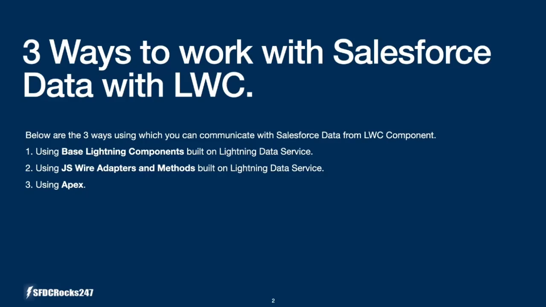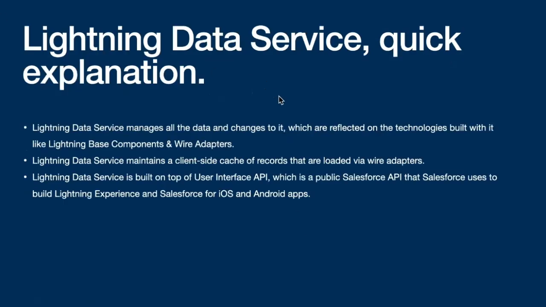Before we look at all of these different methods, it is very important for us to know how Lightning Data Service works and why it is so important in the overall communication between Salesforce data and LWC. So Lightning Data Service manages all the data and changes that we make to the Salesforce database. It handles all the saves, updates and deletes that are done on the LWC level and that are reflected on the Salesforce data. Lightning Data Service maintains a client-side cache.